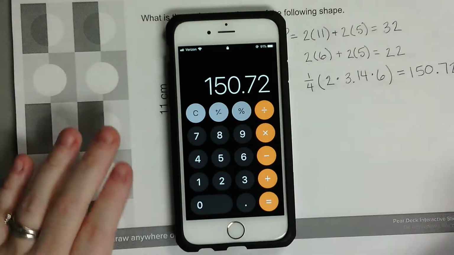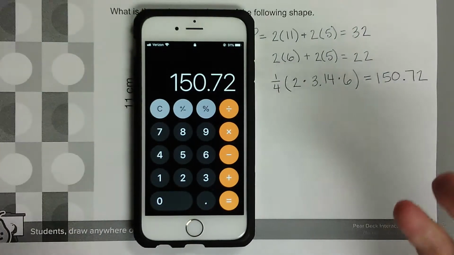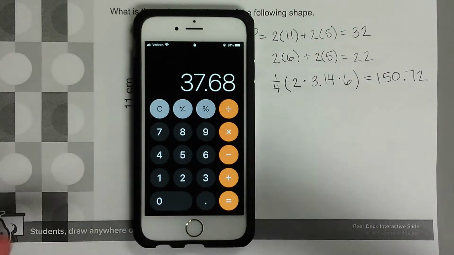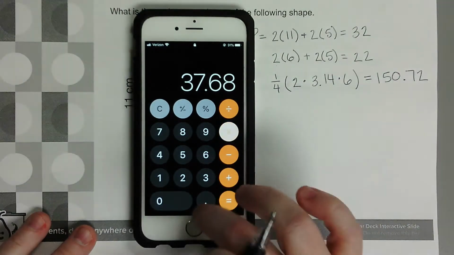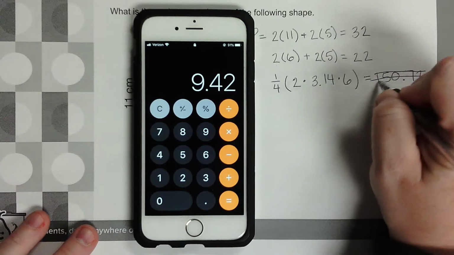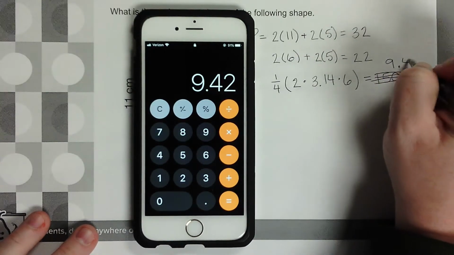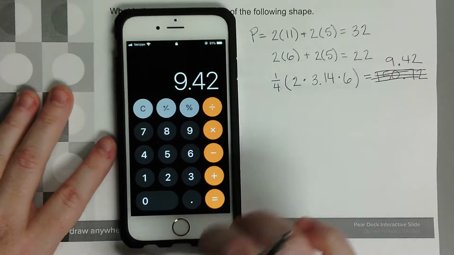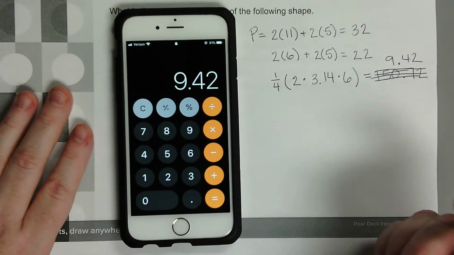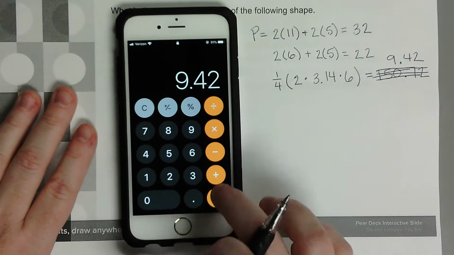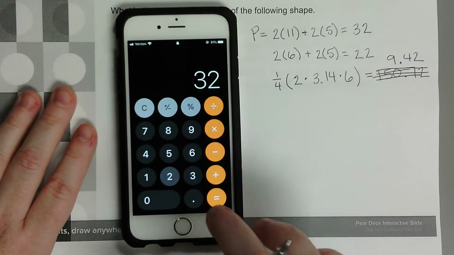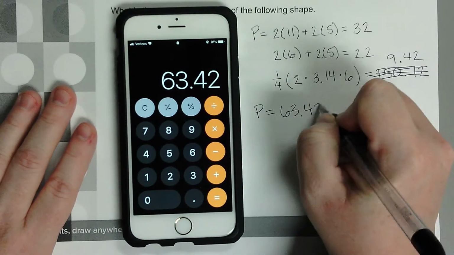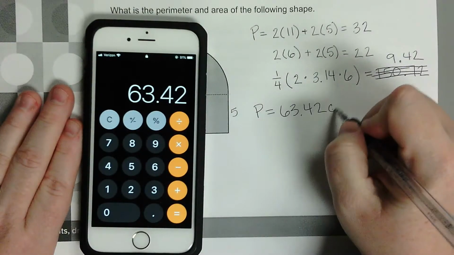I'm sorry, guys. I don't know why I did divide by a quarter. It should have been multiplied by a quarter. So I'm going to multiply by that quarter. That was our original answer. And now we need to multiply by 25/100. I knew my answer looked way off. And then our total perimeter would be our 3 values added. So I'm going to keep it right there, plus 22, plus 32. Our total perimeter is 63.42. And these are centimeters.